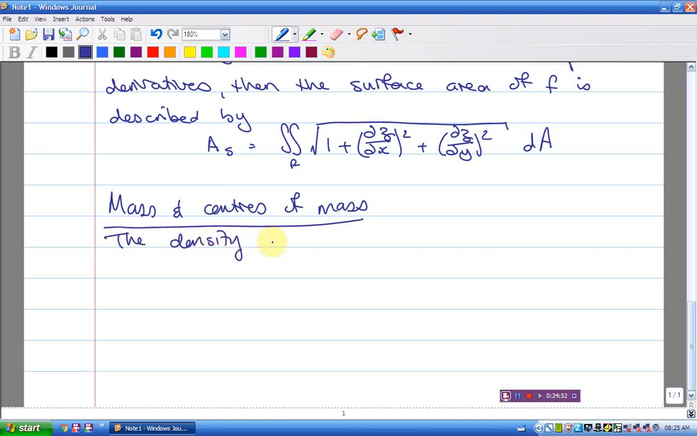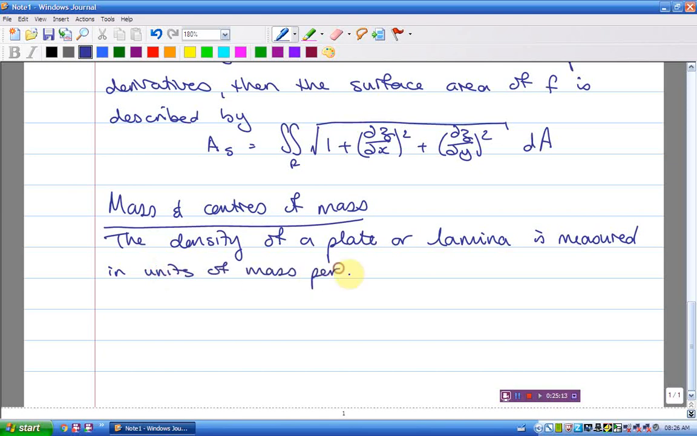Of a plate or lamina, area density, okay? Not volume density, this will be area density. The density of a plate or lamina is measured in units of mass per unit area, because we're dealing with a two-dimensional object here. Okay, recall that if your density is the same across your entire lamina, you could say density is mass over area.